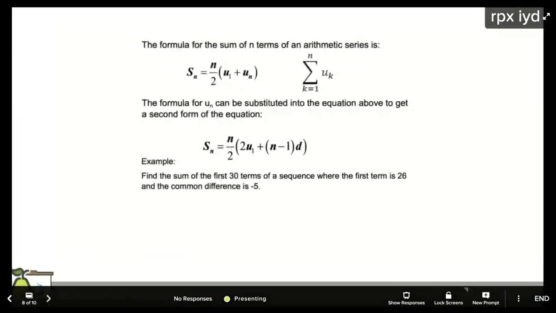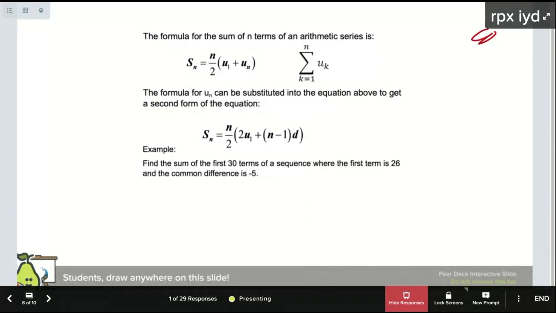All right, so the last thing here is this. You use one of these two formulas. They look complicated, but watch what I do. I'm going to go right through this with you. It says find the sum of the first 30 terms.